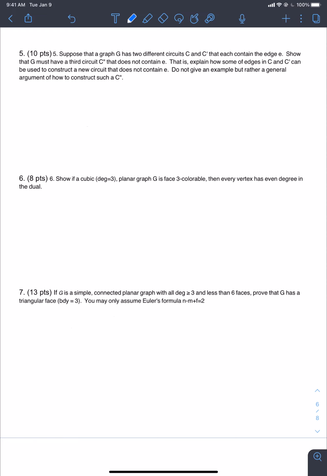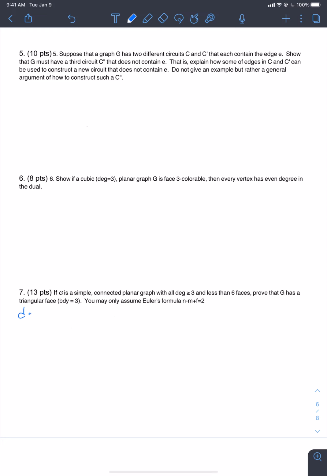Here G is a simple connected planar graph with all degrees greater than or equal to 6 and less than 6 faces. Prove that G has a triangular face, whose boundary is equal to 3. You can assume Euler's formula, which is obviously something we need. We could either work with the degrees or with the boundary, since we know it's simple. But we want to do something with the boundary later.